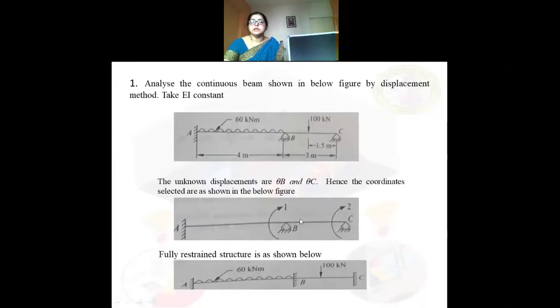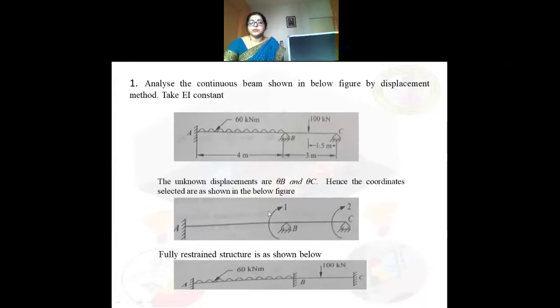Now if I come to support B, it is a roller support. If I neglect axial deformation, what will happen? You know that a roller support will prevent vertical translation, and as I am neglecting axial deformation, there is no horizontal deformation here. At support C also it will prevent vertical translation, but it will allow rotation. Since I am neglecting axial deformation, there is no horizontal displacement. So you have to consider only rotation at support B and rotation at support C.